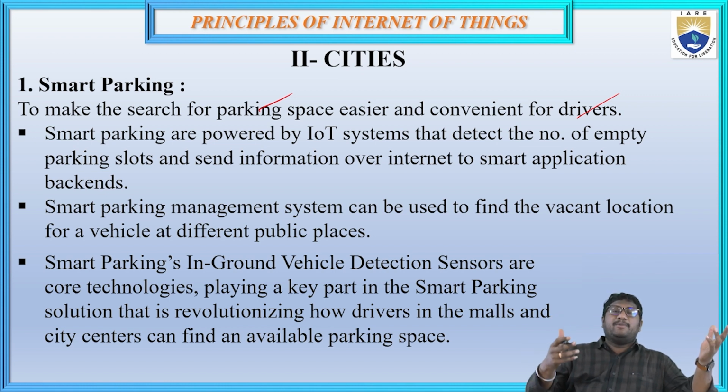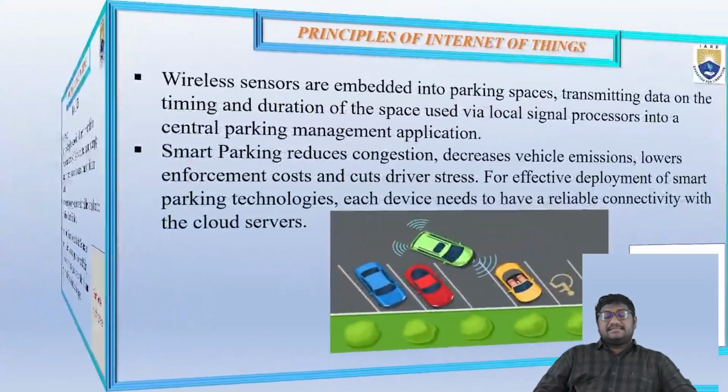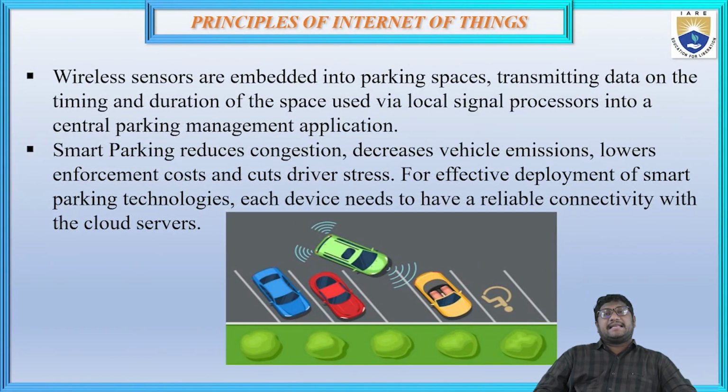Because at the time of parking, there are only fewer cars. After our work is completed, there are n number of cars. Out of n number of cars, it is very hard to find the specific path towards our car. With the help of this smart parking system, it will give you a tracker, so it's very easy to find where exactly our vehicle is parked. That's the advantage of this particular parking system.